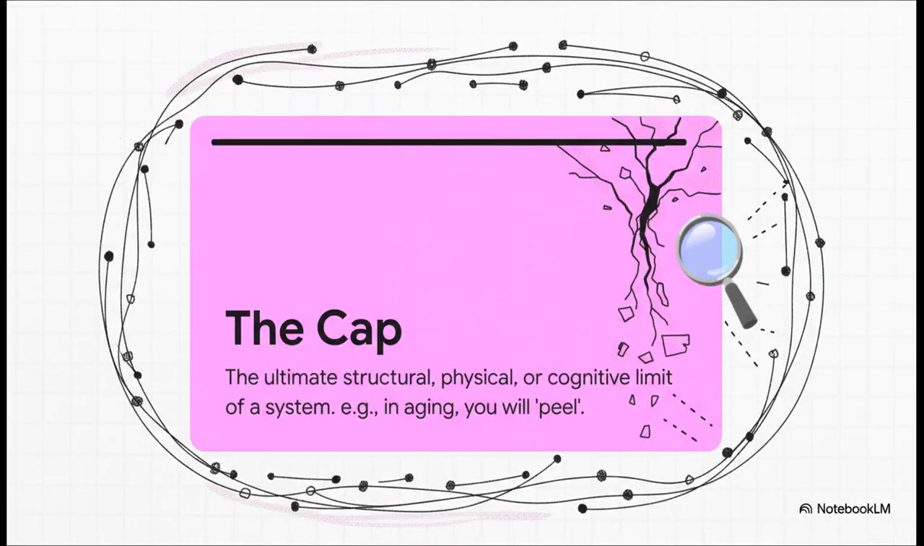And our third principle is the cap. It's simple. Every single system has one. It's the ultimate boundary, the absolute limit. It's that point where something just can't stretch or peel or function any further.